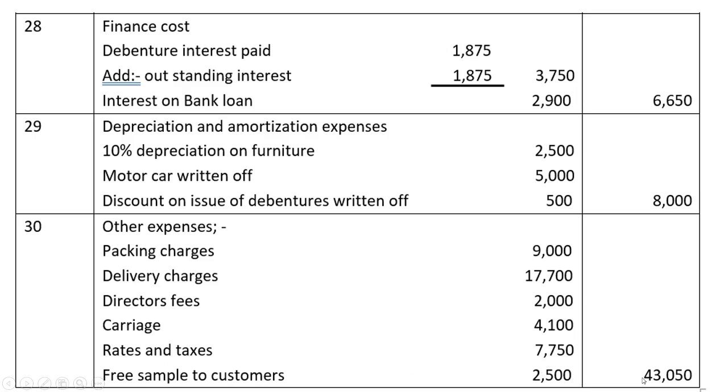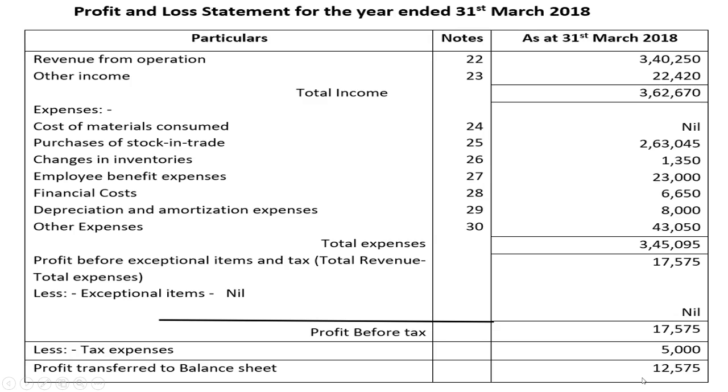Total is 43,050 rupees. Whatever notes we calculated are presented in the profit and loss statement for the year ended 31st March 2018, with the particulars and note number as at 31st March 2018. We have revenue from operations, note number 22, 3,40,250, and other income, note number 23, 22,420. The total is 3,62,670. This is called total income.